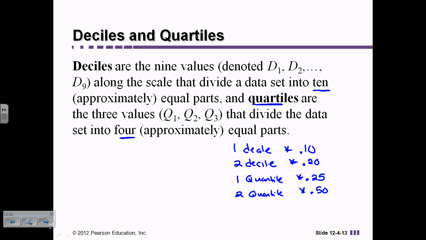So when we're talking about deciles, which is just another term, we're talking about dividing the set into sets of 10. And quartiles, we're talking about dividing it into 4 equal parts. So for deciles, I could do 0.10 would be 1 decile, 2 deciles would be 0.20. Quartiles, we're going to talk about another way in a second, but quartiles could be 0.25 or 0.50.